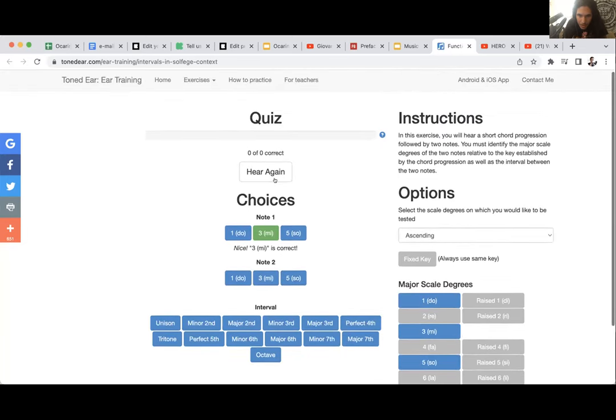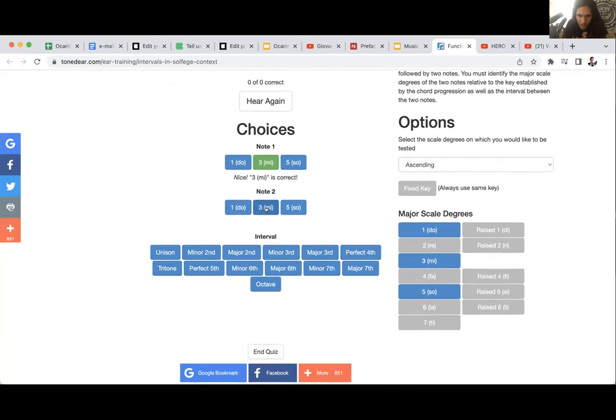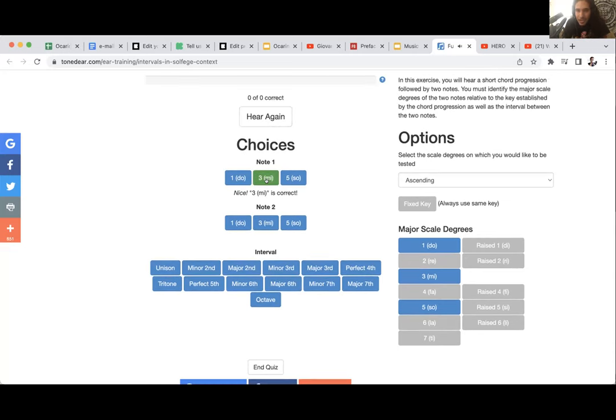How do I go to the next one? Oh, sorry. It has you actually choosing the two notes, so it's mi to sol. Yeah, it's mi to sol. It's a minor third, mi to sol. Yeah, so that's what it has you doing.